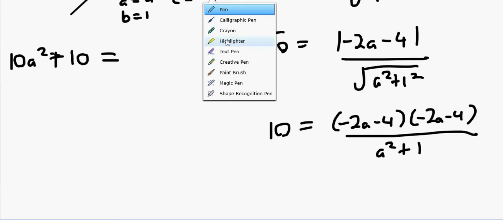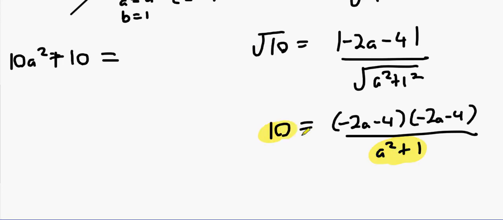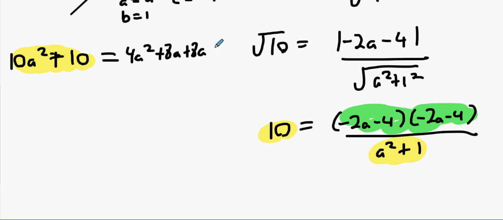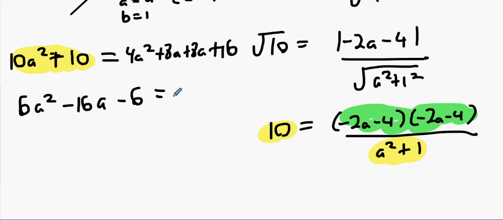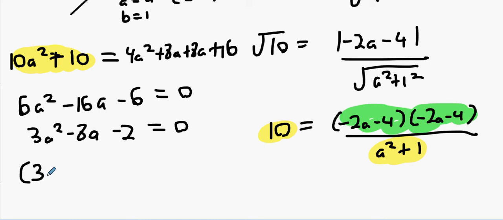Then this other part here, I'm going to multiply all that out. I'm hopefully going to get 4a squared, 8a, plus another 8a, plus 16. Moving it all on to one side, I get 6a squared minus 16a minus 6 equals 0. Dividing by 2, I get 3a squared minus 8a minus 2 equals 0. Now let's factorise.